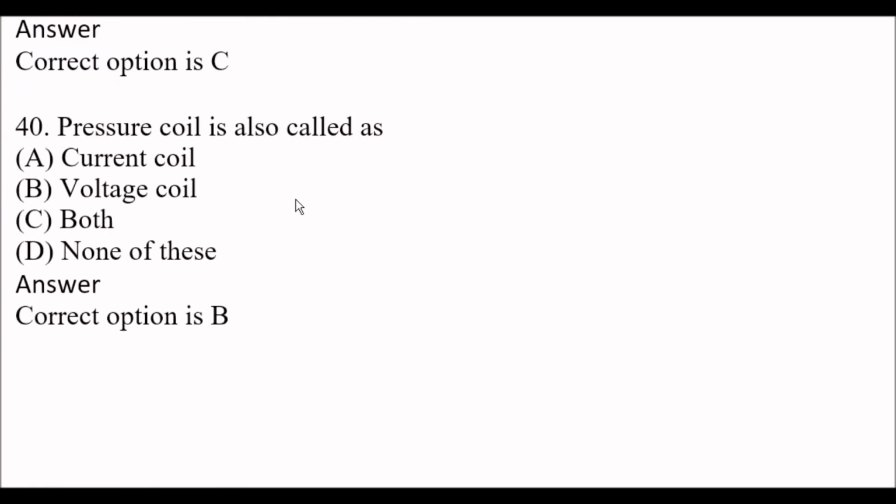Next question. Pressure coil is also called as option A, current coil. Option B, voltage coil. Option C, both. And option D, none of these. Right answer is option B, voltage coil.